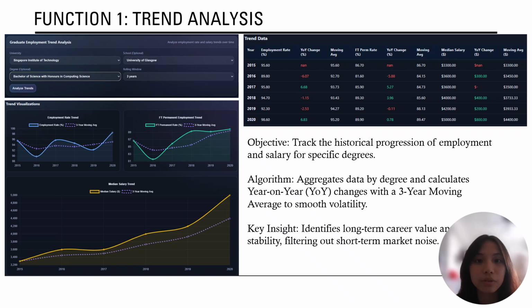After the user selects the filter, we aggregate the data by year, calculate the year-on-year change, and apply a 3-year moving average to smooth out short-term fluctuations. On the left, the charts compare the actual yearly values with the moving average, so you can quickly see the overall direction. On the right, the table shows the exact numbers, including year-on-year and moving average values for transparency. Overall, this helps users judge long-term stability and career value instead of reacting to one-off spikes or dips.